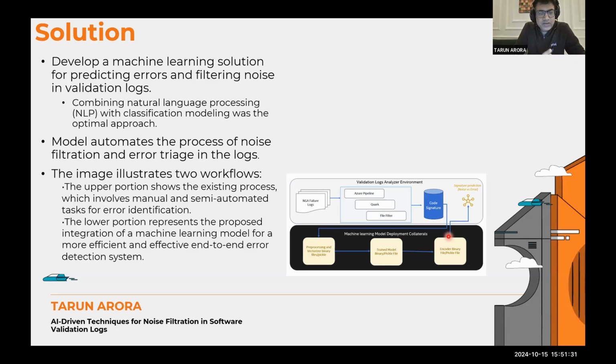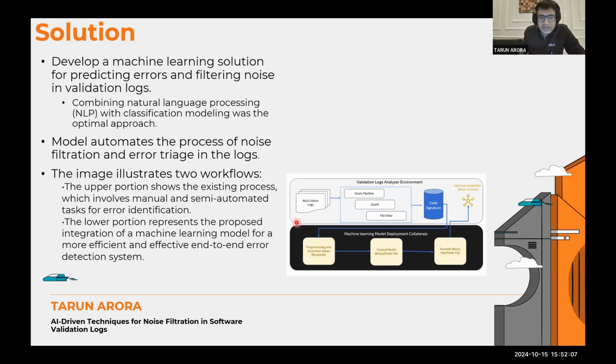So the solution here is applying machine learning to filter out the errors and help the team utilize the power of AI to make this a more automated, more AI-driven process. The model basically automates the process of noise filtration and error triage in the logs.